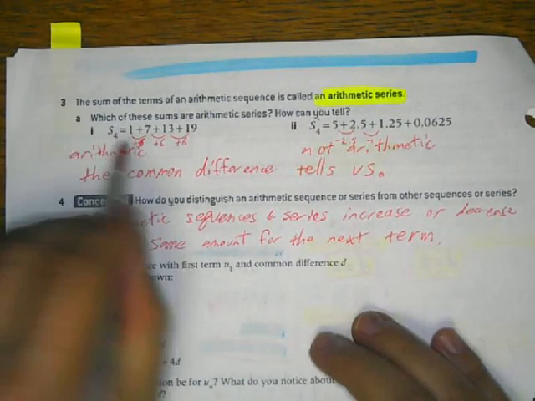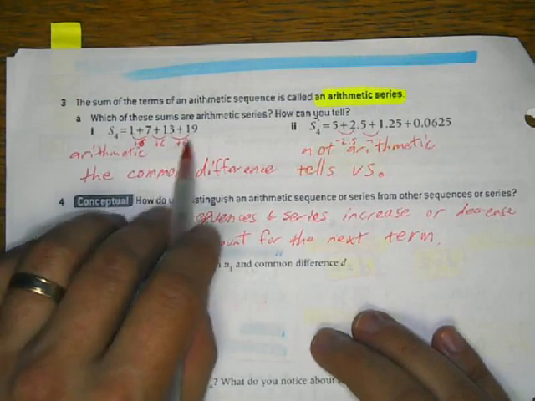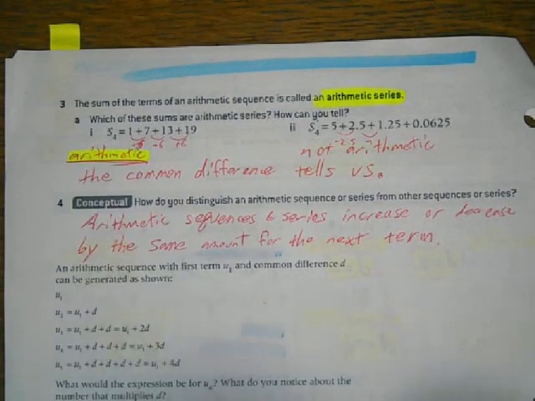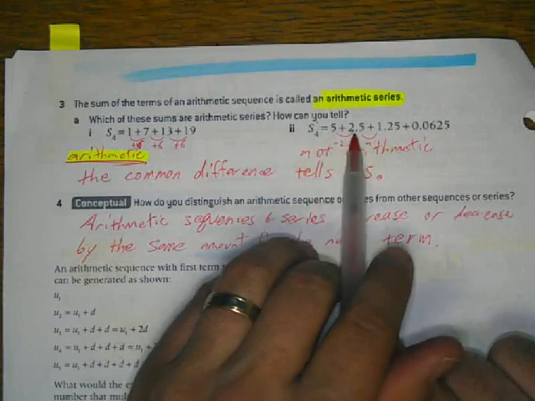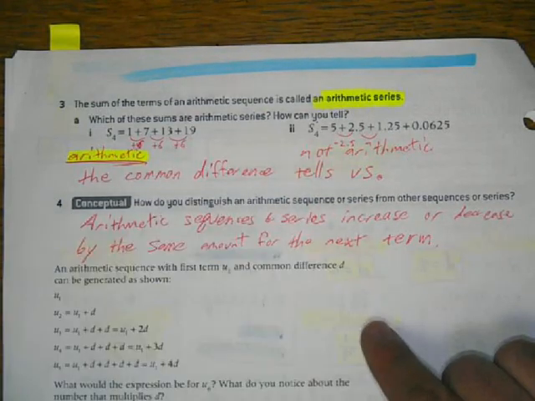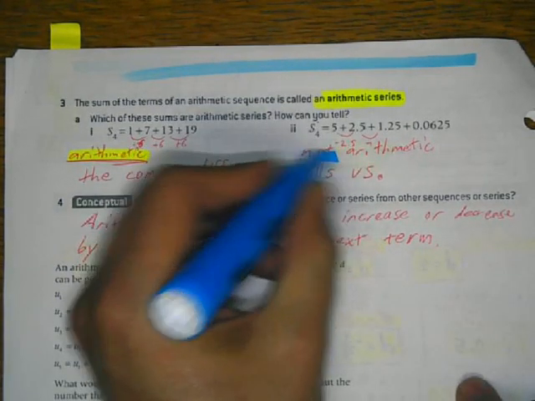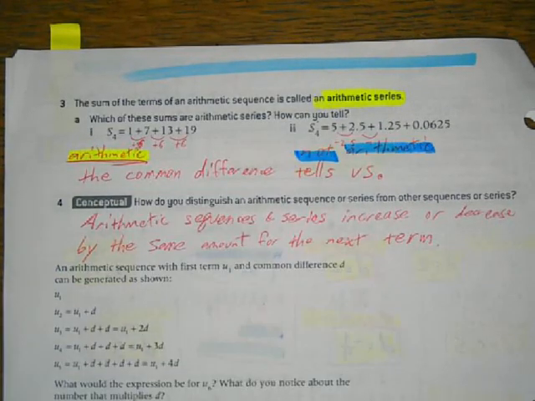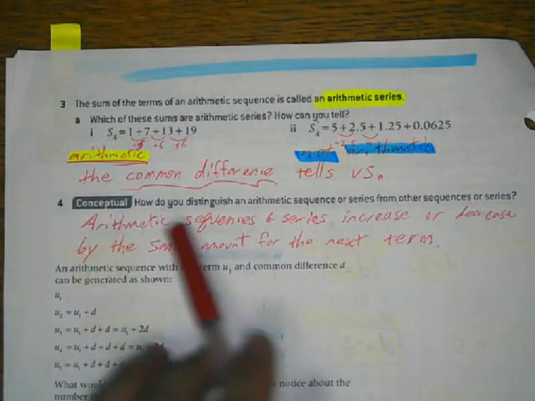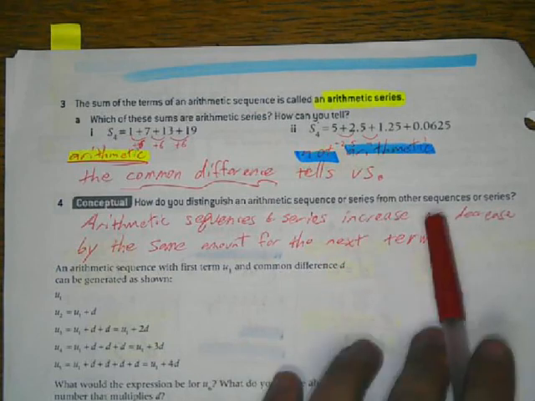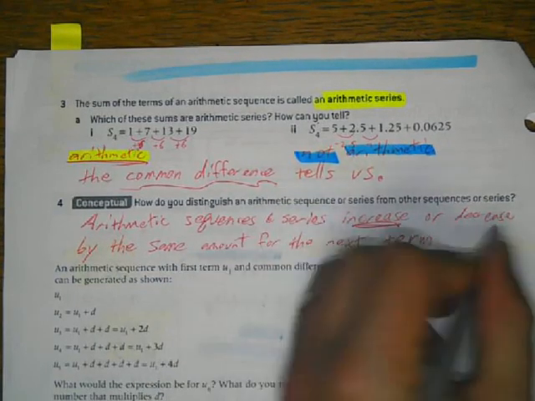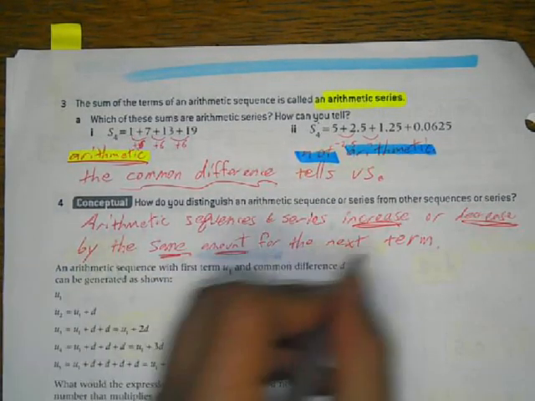Here, I'm adding 6, adding 6, adding 6, so that makes this one arithmetic. On this one here, I'm subtracting 2.5, then subtracting a smaller number. I'm not subtracting the same amount, so this one's not arithmetic. Okay? So the common difference can tell us if it's arithmetic or not. So how can you distinguish arithmetic sequences from other series? Arithmetic sequences and series always either increase or decrease by the same amount for the next term.